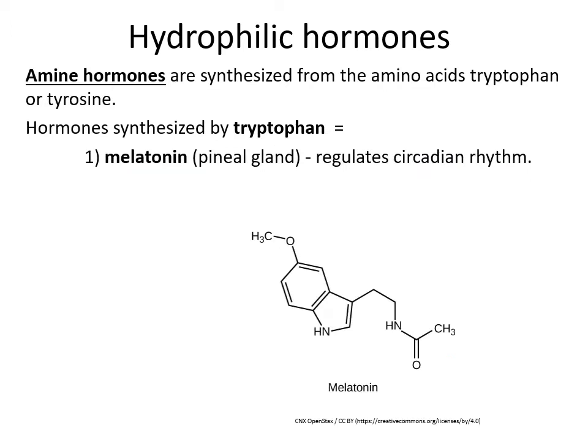Another group of hydrophilic hormones that are amine hormones are synthesized from tryptophan, which is another amino acid. A great example of that is melatonin. You may have heard of melatonin because a lot of pharmacies sell it. And in general, what are people these days taking melatonin for? To help them go to sleep. But what is melatonin really?